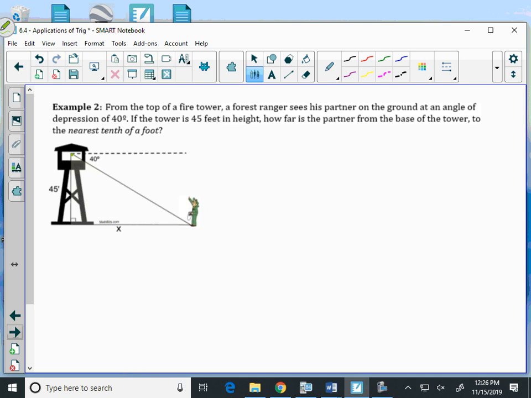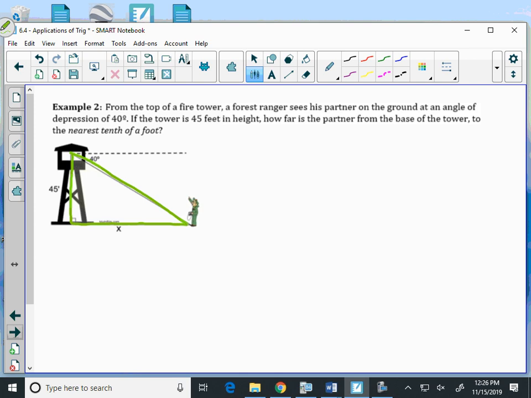Well, what shape do you notice you have here? A right triangle. What are we going to use to find that missing side in the right triangle? Trig. Why can't we use Pythagorean theorem? We only have one side. What's the problem, though? Where's our angle? It's on the outside, right? We were given an angle of depression.